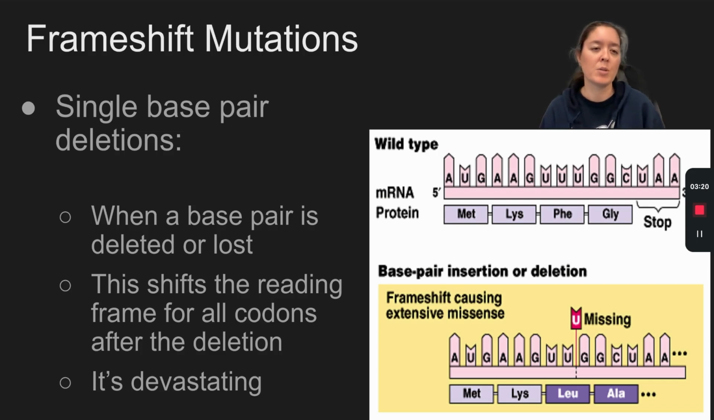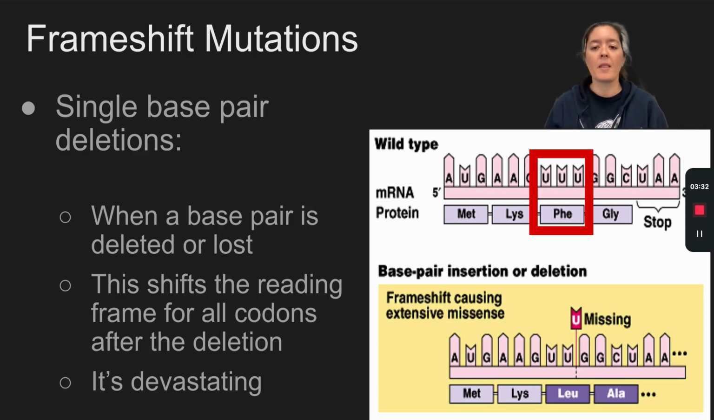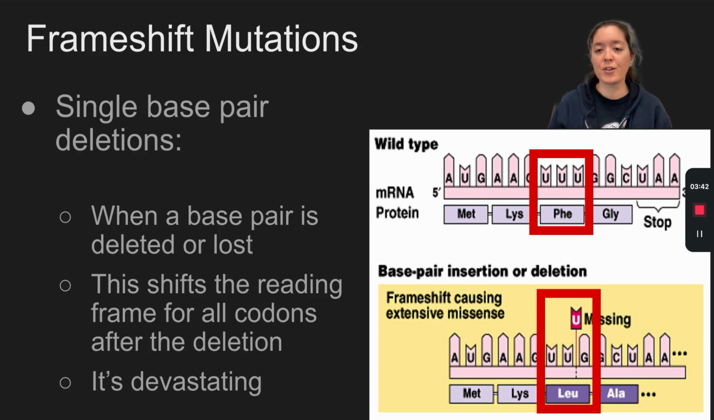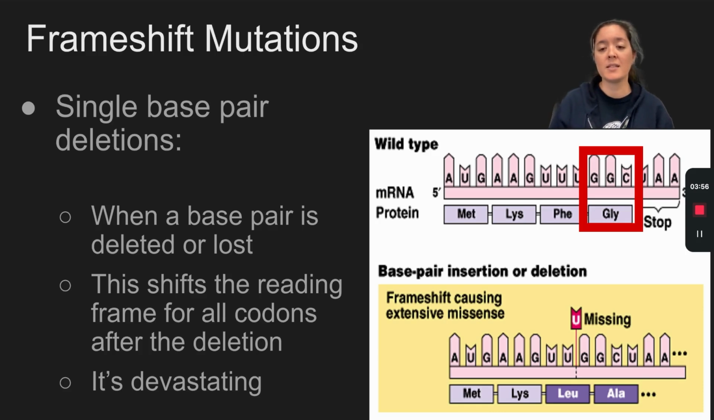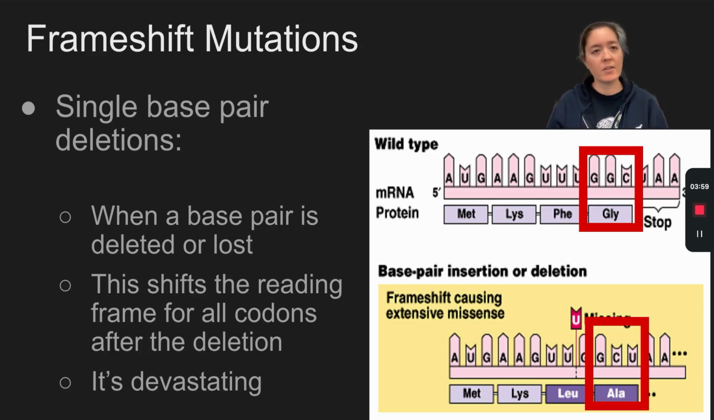So there are different types of frameshift mutations. First, there's the single base pair deletion. So we can just get rid of one of those nucleotides and that'll shift things afterwards. So here in our wild type, we can see on our third codon, we have UUU, and that codes for phenylalanine. Well, if we take away and delete that third U, well, now our reading frame has shifted. Instead of UUU, we get UUG, and everything after that is now shifted over 1. So our fourth amino acid, instead of coding for glycine, we get alanine, and everything after that is going to be changed. This is devastating.